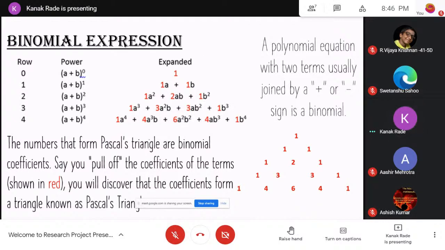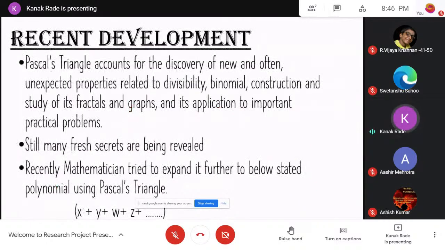Recent development. Pascal's triangle accounts for the discovery of new and often unexpected properties related to divisibility, binomial construction and study of its fractals and graphs, and its application to important practical problems. Still, many fresh secrets are being revealed. Recently, mathematicians tried to expand further the below stated polynomial using Pascal's triangle. X plus y plus w plus z and so on raised to n.